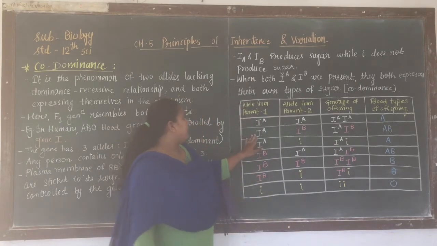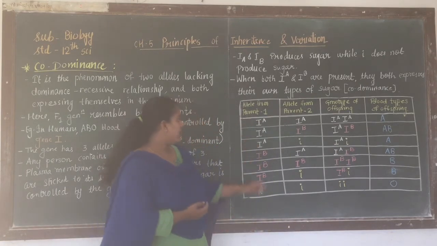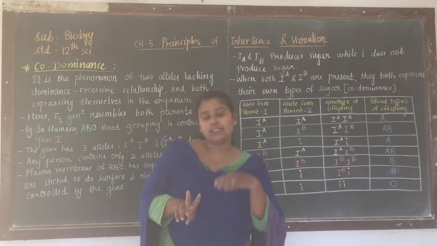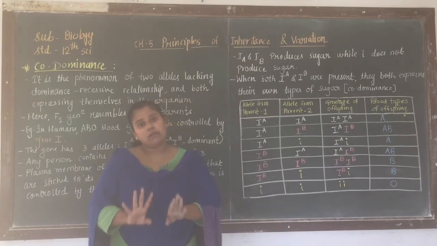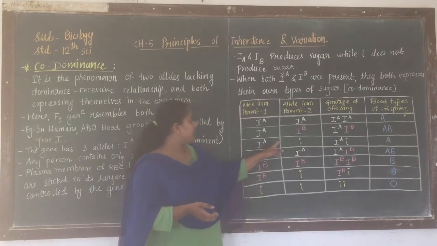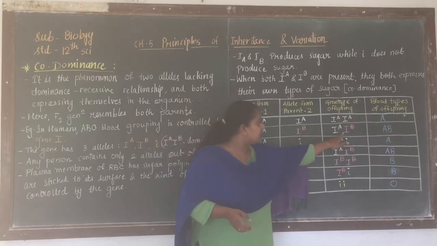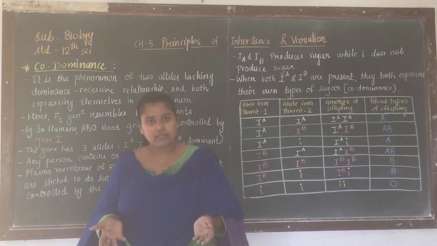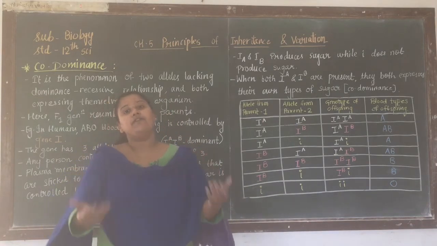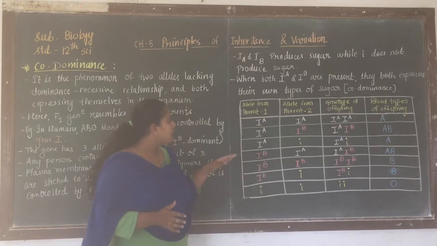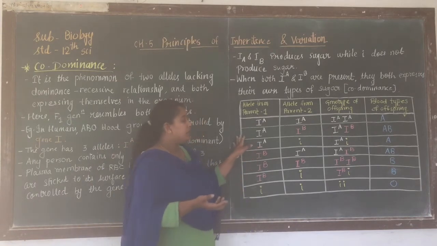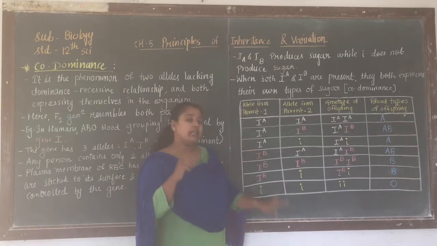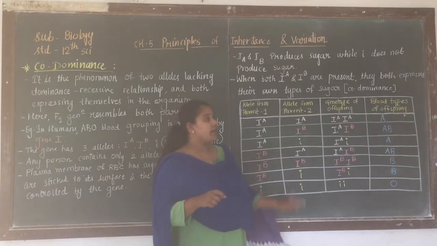Next, if the father is having capital IA and the mother is having IB, then the genotype will have both of them, that is A as well as B. So both of them are equally going to express themselves. I have written with different colors so you can understand easily, right? So IA and IB, both the sugars are going to express themselves. If both the sugars are formed, that means the blood group of that particular offspring will be AB, right?